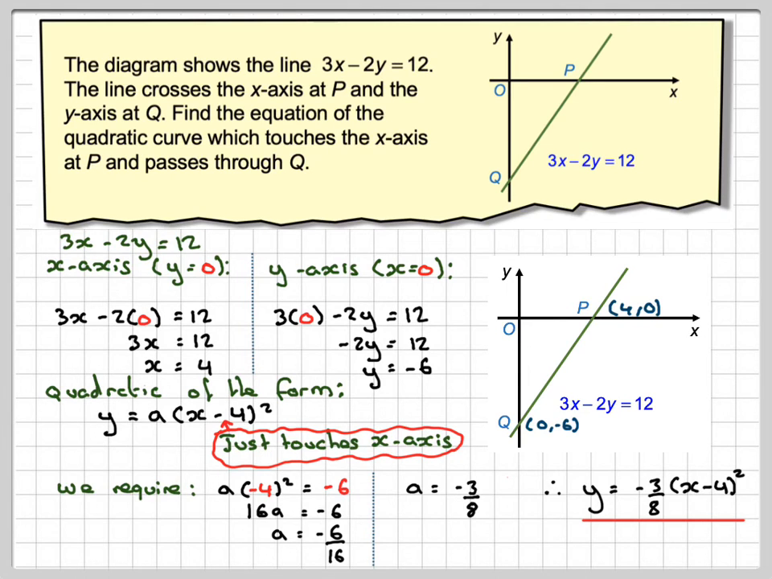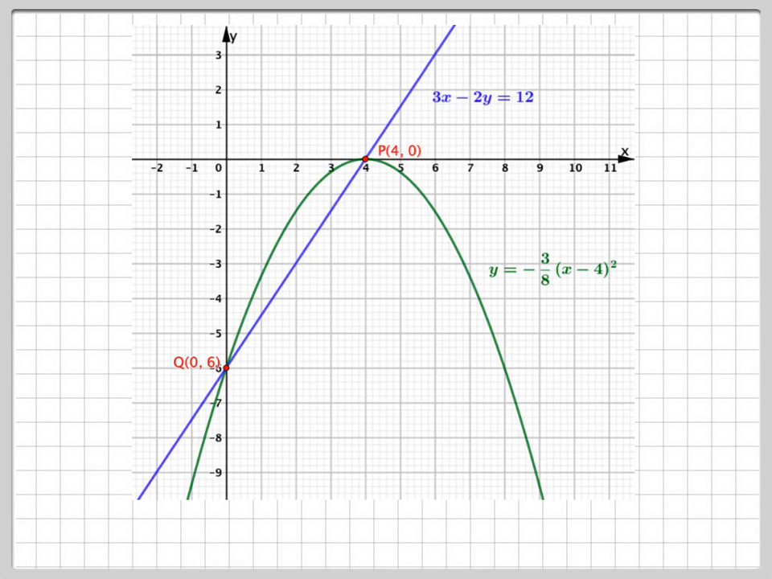Okay, over here is a proper graph drawn, just so you can see it. This is our line. These are coordinate P, this coordinate of Q, and here is the quadratic which just touches the x-axis but goes through the point 0, minus 6, and we can see we got y is minus 3/8 x minus 4 all squared. So this has been a video to help you find a quadratic that just touches the x-axis and passes through another point given by a straight line.